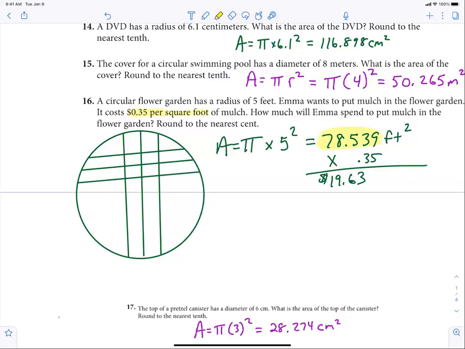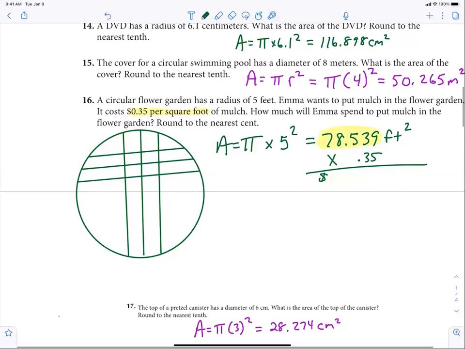Did you do 78.539 times 0.35? What did you get? Do it again on your calculator. I want them to do it again. $27 and 49 cents. That's why everybody's supposed to do it on their own. He's usually right, so I just assumed he was right. Everybody has to do it on their own. So it's going to cost not that amount, but $27.49.